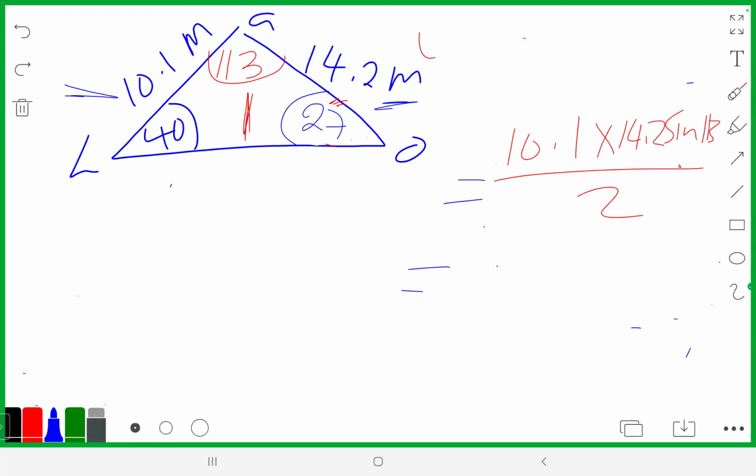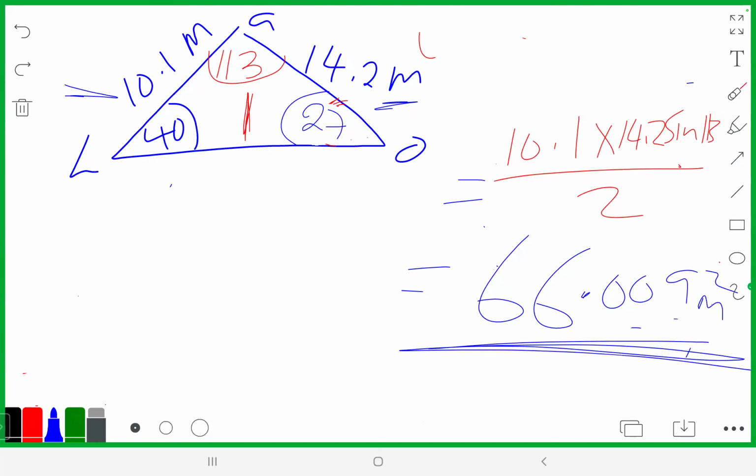Okay? What do we find? I found 66, as a final answer. 66.0094. Okay, at least 3 or 4 decimal places. Then you should put the unit squared. The units are meters, right? So you should put meters squared because this is an area. You get it?